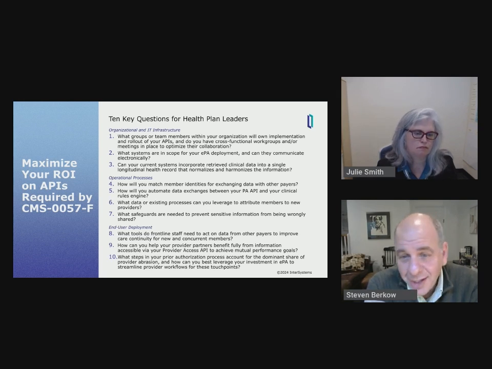So as we go, please feel free to start populating your question field, and then we'll try to get to as many of them as we can. Right now, no need to start reading through all these questions at hyperspeed. What I really want you to just take away from this is the 3 larger buckets. So organizational and IT infrastructure, operational processes, and end user deployment.